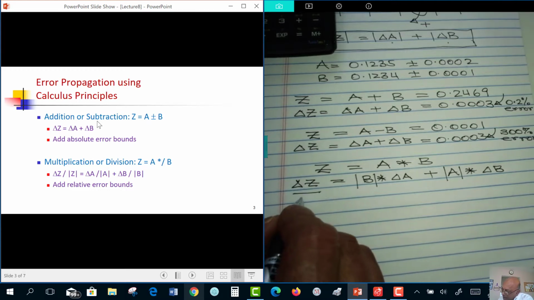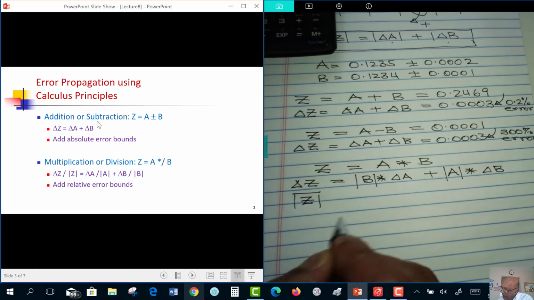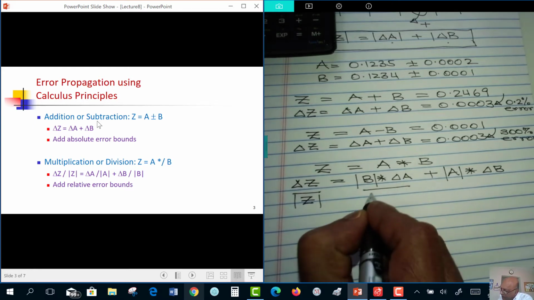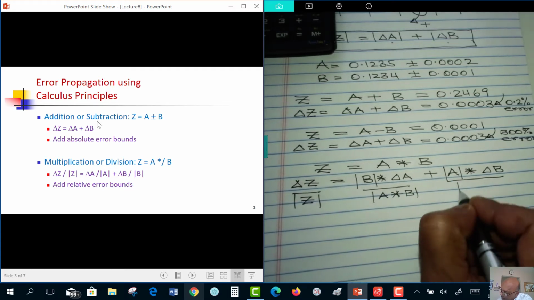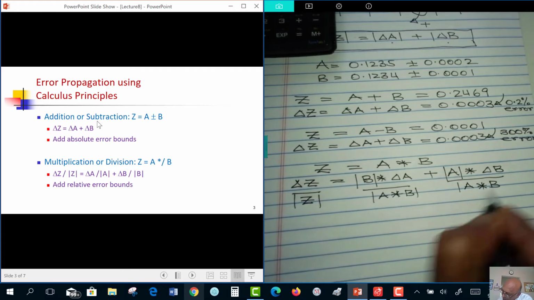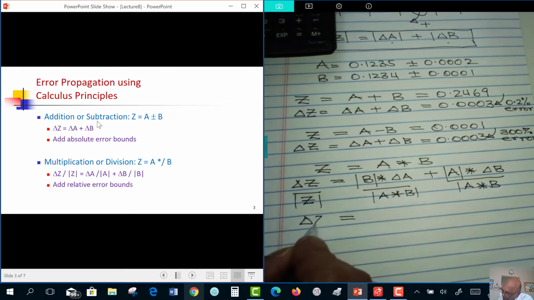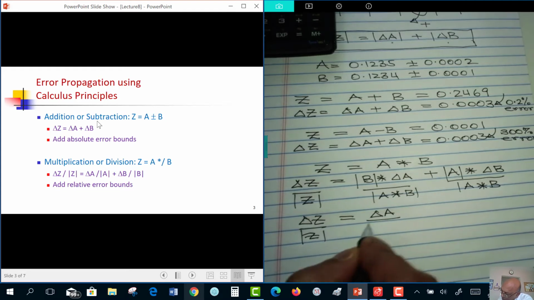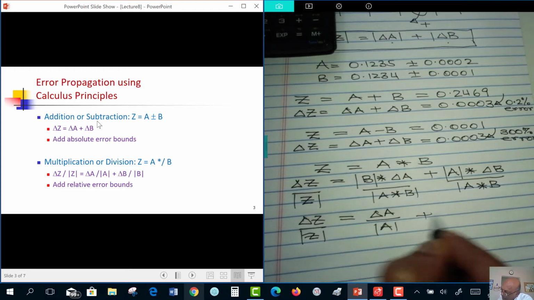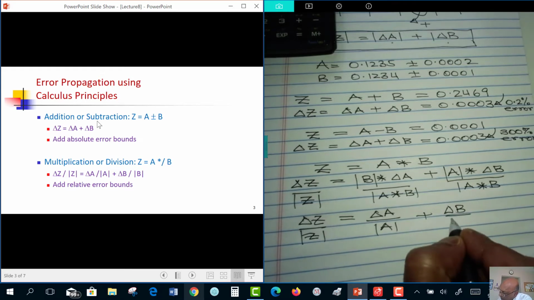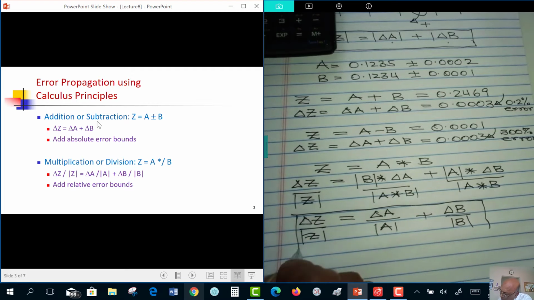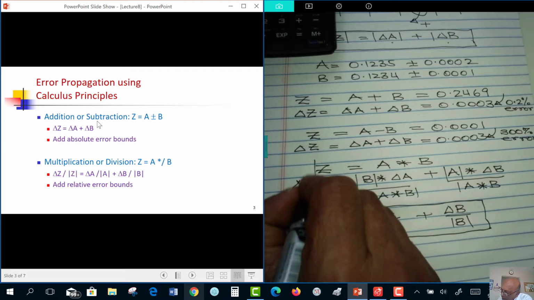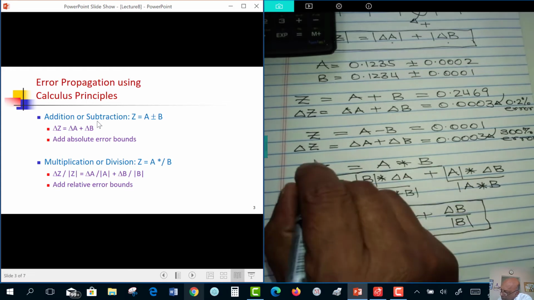An interesting part here, we are going to calculate this in a moment, but let's divide everything by z. So then we'll divide this by a times b, divide this by a times b. So we will get delta z over z is delta a over a plus delta b over b. So the interesting part here, when we multiply, is that now the relative error bounds add up.